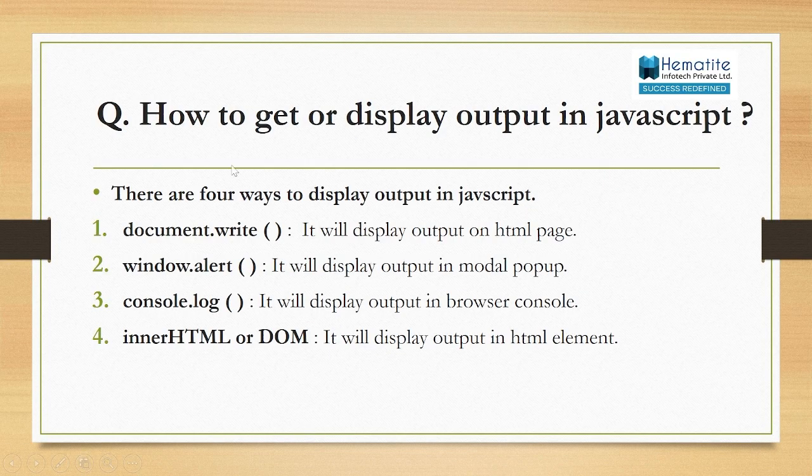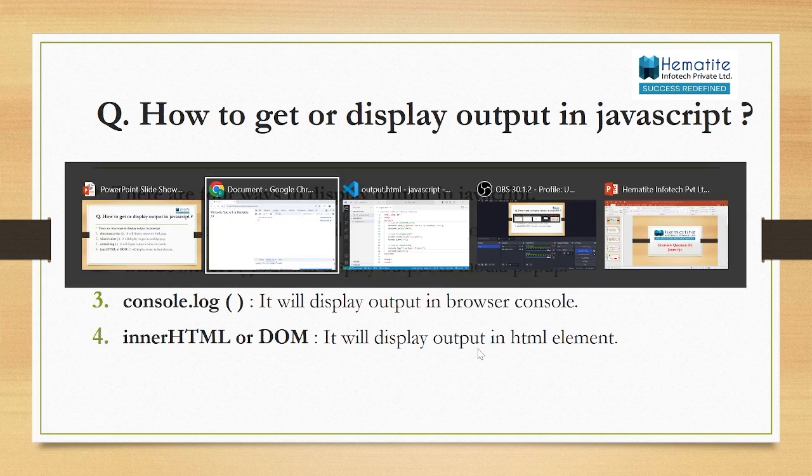Now friends, here we saw these three methods. Fourth one is what? Inner HTML or DOM. So if you want to display output in an HTML element, so for that we use inner HTML. So first of all we have to create one element, and in that we have to write the data. So let's see how we can do this.